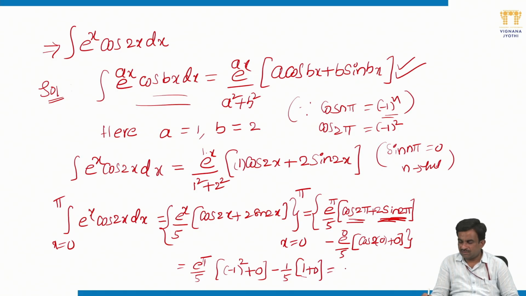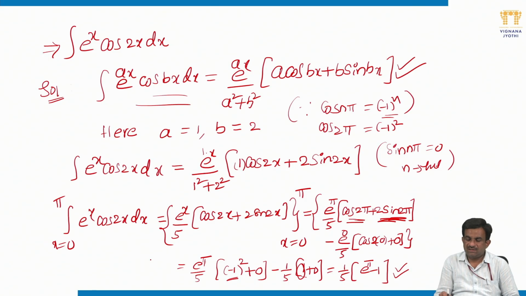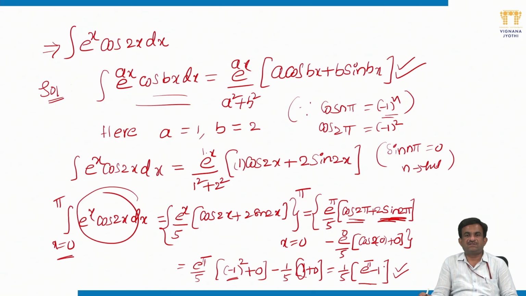So now this is equal to 1 by 5, you can take it as common, then it is e power pi minus 1 square is 1, e power 5, and here we are having minus 1. So finally for the definite integral, for the same example, whenever the limits are given, we got some definite value, that is 1 by 5 e power pi minus 1.